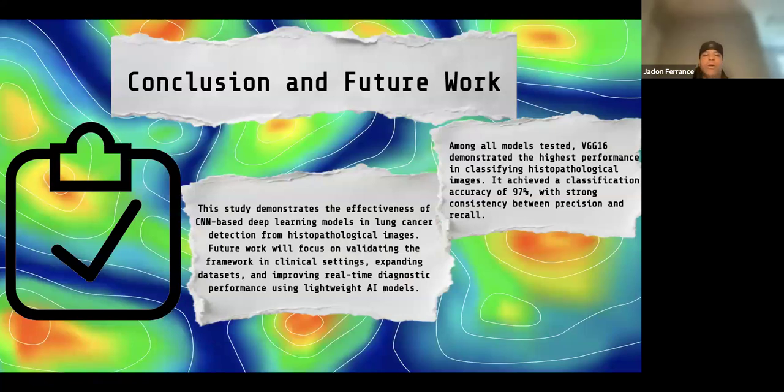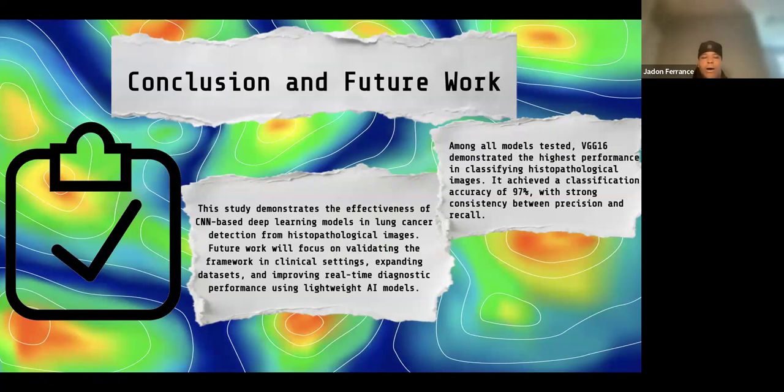Now for the conclusion. To conclude, this study demonstrates how deep learning, especially CNN-based architectures, can be effectively used to detect lung cancer from histopathological images. Out of all the models we tested, VGG16 delivered the strongest overall performance. While more modern architectures like EfficientNet and DenseNet offer advantages in efficiency and depth, VGG16 stood out in classification accuracy.